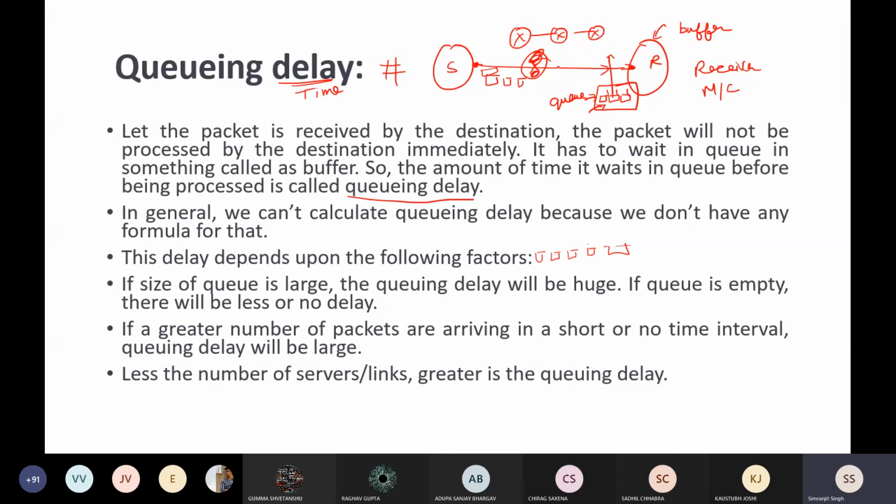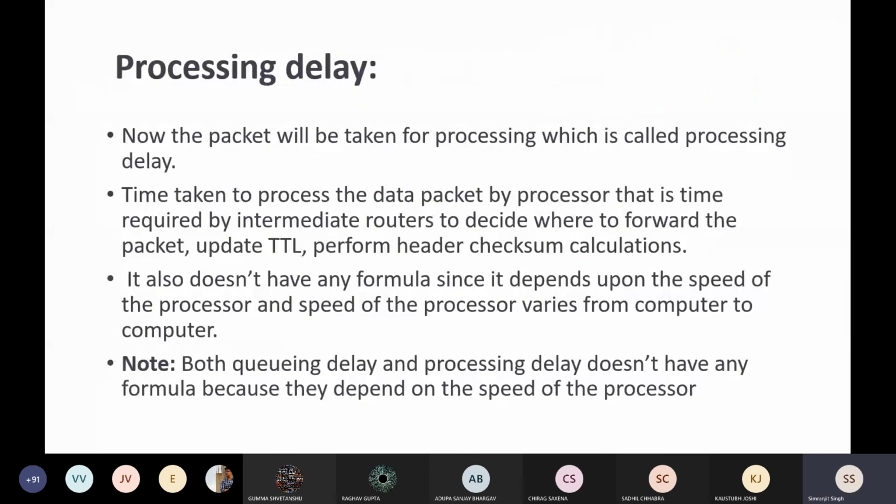I'll also tell you there are many problems on how to sort through the queue, but keep in mind that there is no particular formula for this queuing delay, but you have to know it. Another delay is called the processing delay. Processing delay will depend upon the receiver machine specification. Again there is no formula for that. The processor varies from one machine to another, because when the receiver receives a message from a sender, there are many things it has to do.